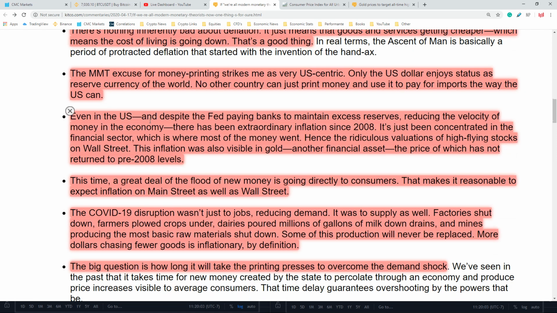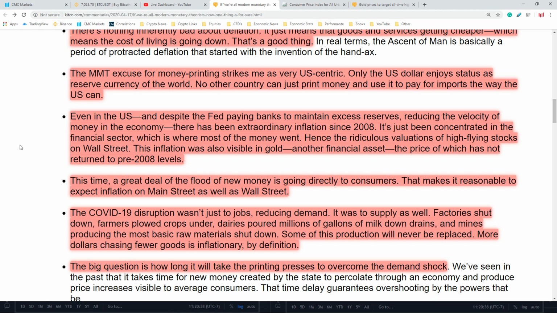Even in the United States, and despite the Fed paying banks to maintain excess reserves, reducing the volatility of money in the economy, there has been extraordinary inflation since 2008. But it's just been concentrated in the financial sector. So in 2008, governments gave the bailouts to the banks, and the banks just kind of got to do whatever they want. Maybe they loan it out to people, maybe they buy stocks or equities or go into debt structures, but they do something with it to try to stimulate the economy, get the money flowing. But this was really only seen on Wall Street.